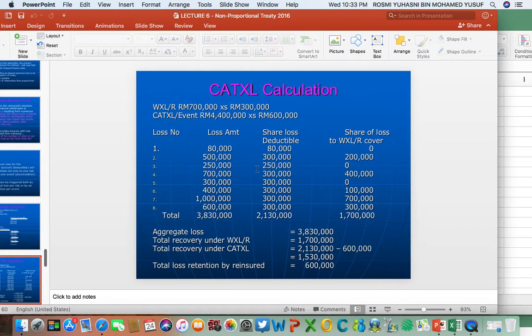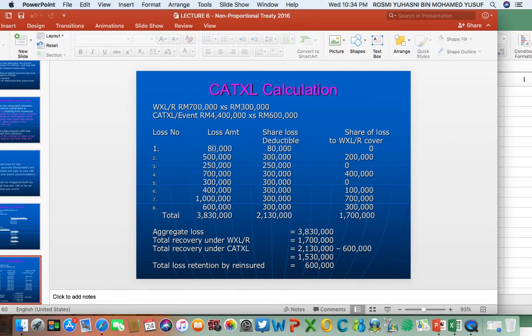Okay, we move to the second example here. This second example shows you how catastrophic is combined with working excess. So we have two types of non-proportional reinsurance here. For working excess, the maximum cover is 700,000 and deductible of 300,000. Whereas for catastrophic, per event, maximum is 4.4 million with a deductible of 600,000.